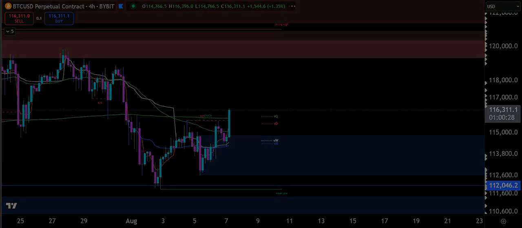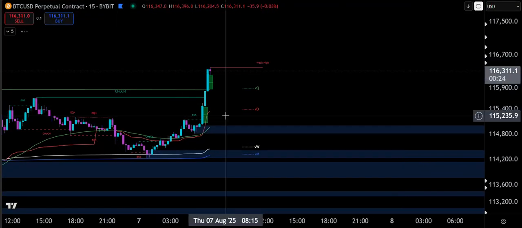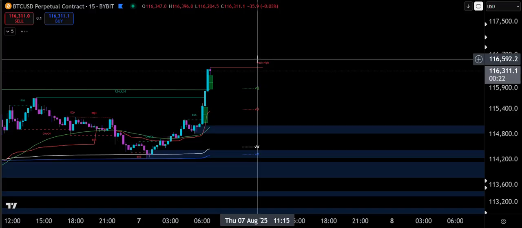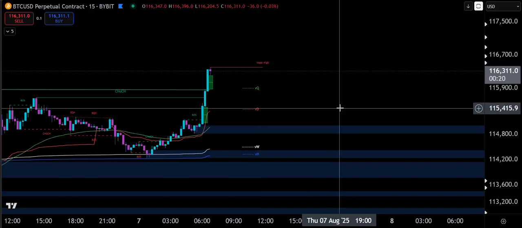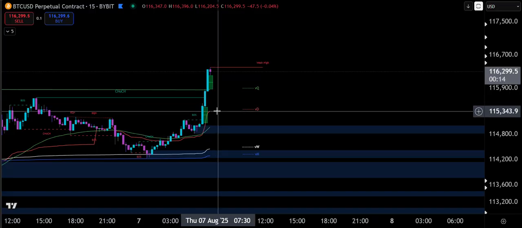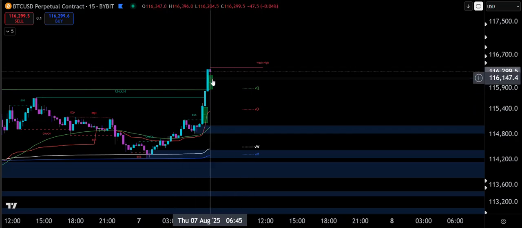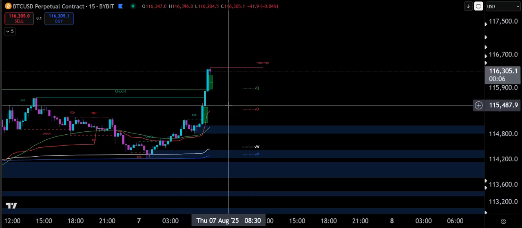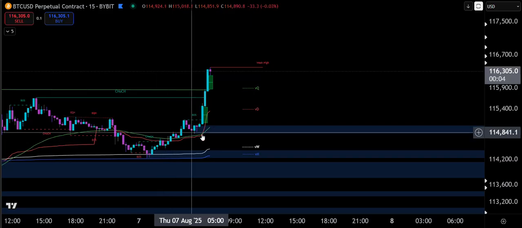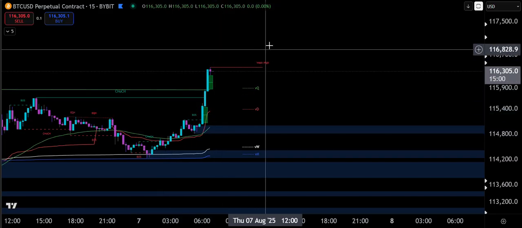Okay, so yeah, we want to see a retracement back into the daily VWAP at least, which has actually expanded up now to about 115, let's say 115,400. So we want to see some type of retracement come back. And why do we want to see the retracement? We want to see if this move was legit. So we want to see a retracement and a continuation up.